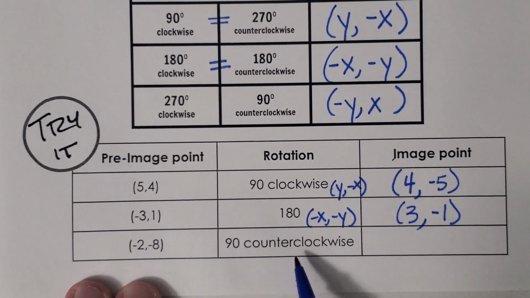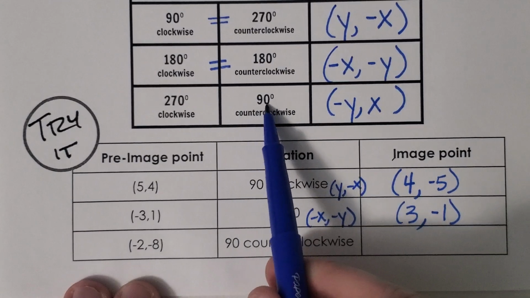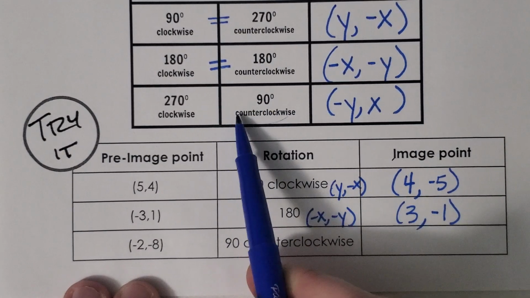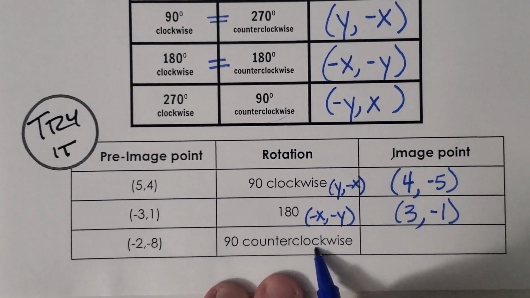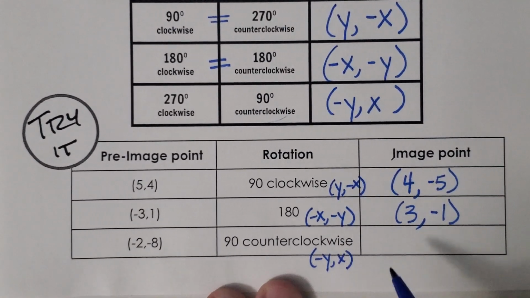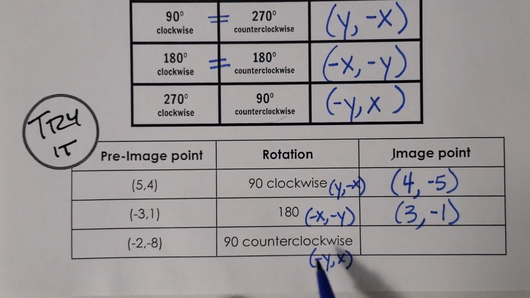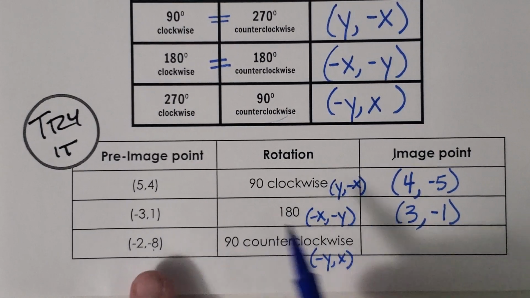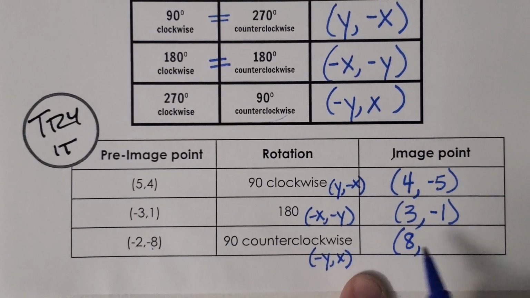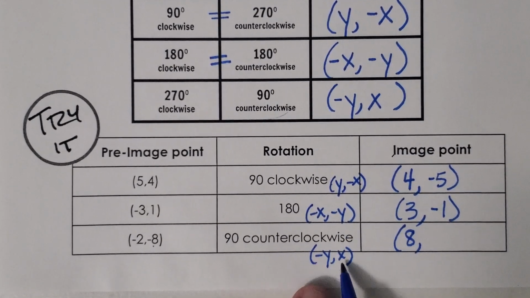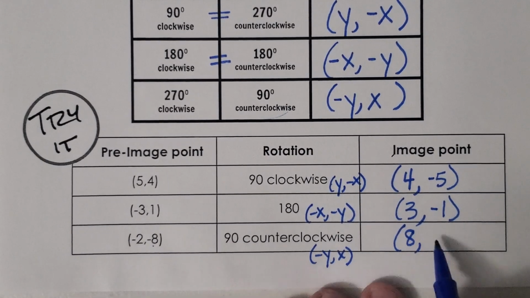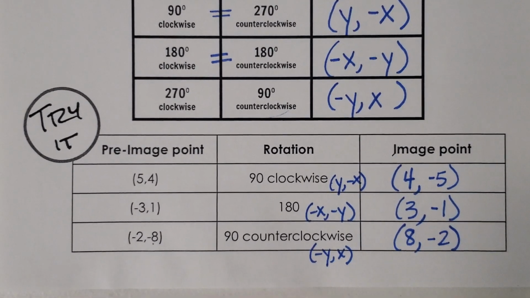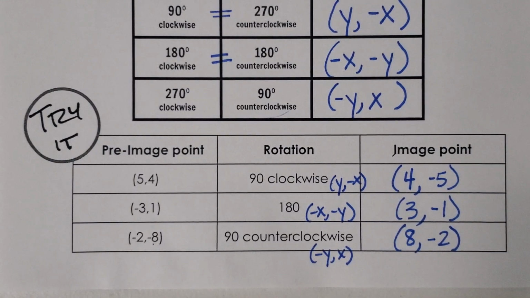And then we have a 90 degrees counterclockwise. 90 degrees counterclockwise would be right here in my table of rules, and it uses the rule negative y, x. So I'm going to take my y value. My y value right now is 8, and I'm going to take the opposite of it, negative 8. My x value is negative 2, so I'm going to put negative 2 behind there. So now you should have a practice page, and good luck.